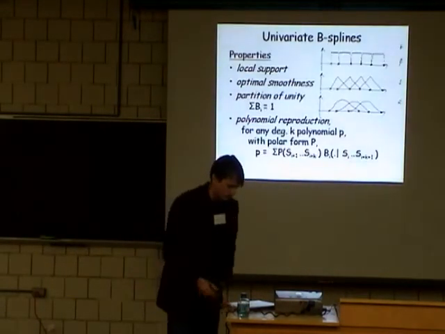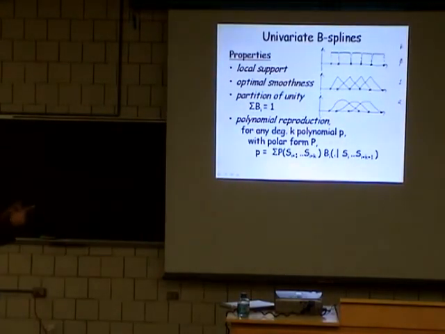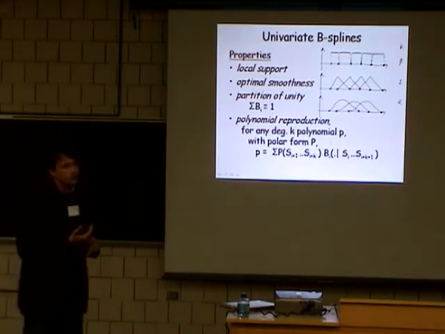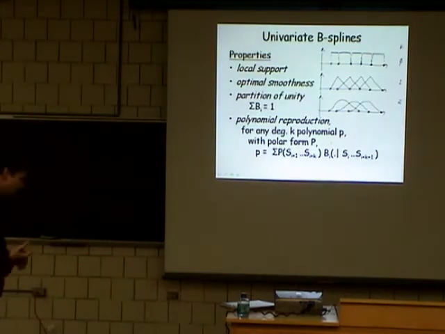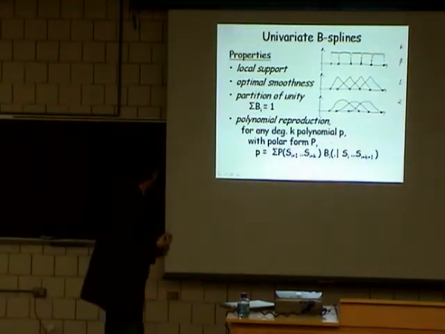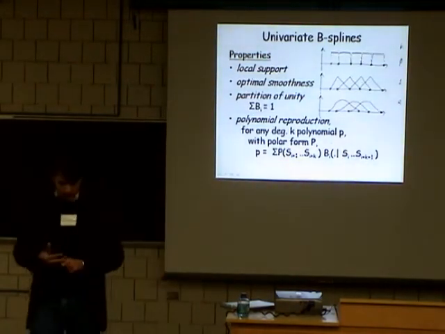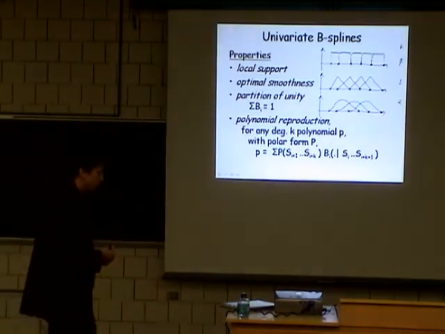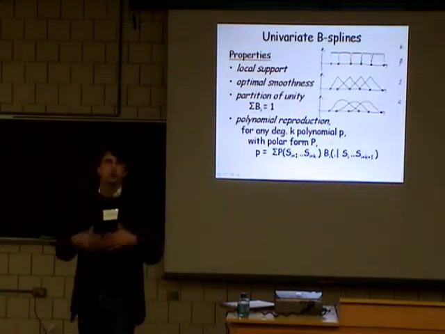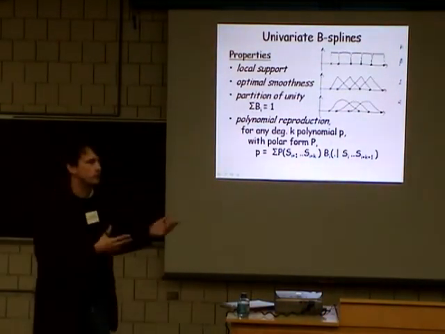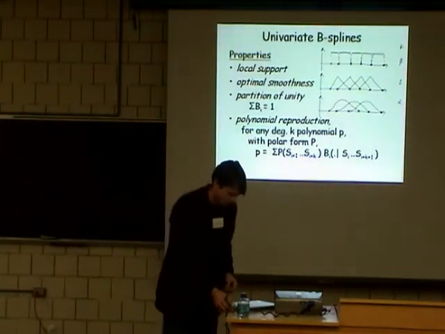The properties that you get from univariate B-splines are that you get local support by just taking intervals of knots. You get optimal smoothness, smoothness of order k for degree k polynomials. Your basis functions are a partition of unity, which is saying you can reproduce constants. And basically, in general, you can reproduce all degree k polynomials if your basis is degree k. You can just write down a form that will reproduce this expression.